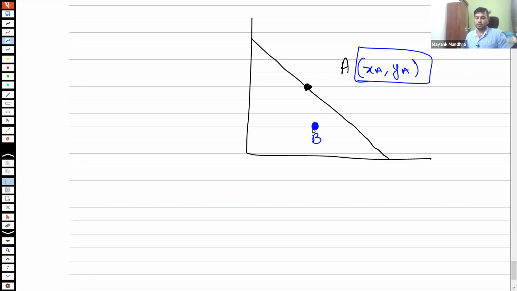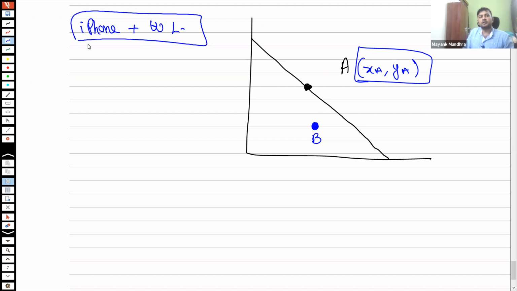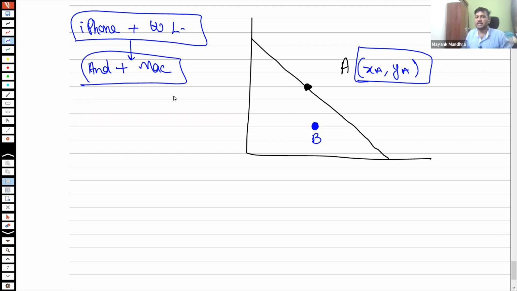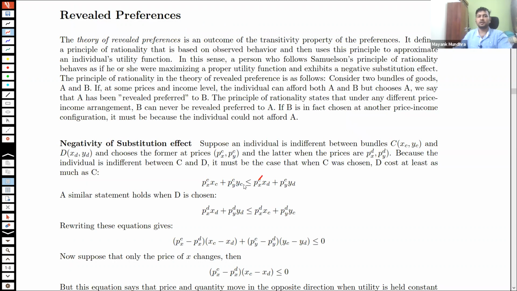To give you an example, suppose I buy an iPhone and a Windows laptop. At the same budget, I could have purchased an Android phone and a Mac. But suppose you know that the iPhone plus Windows laptop costs at least as much as the Android phone plus a Mac. So you purchase this bundle and not this, which means that the combo of iPhone and Windows laptop, let me call it bundle A, and this is bundle B, must be at least as preferred to B for you. So since you purchased A when B was affordable, A should be at least as preferred to you as B. So that is revealed preferences.